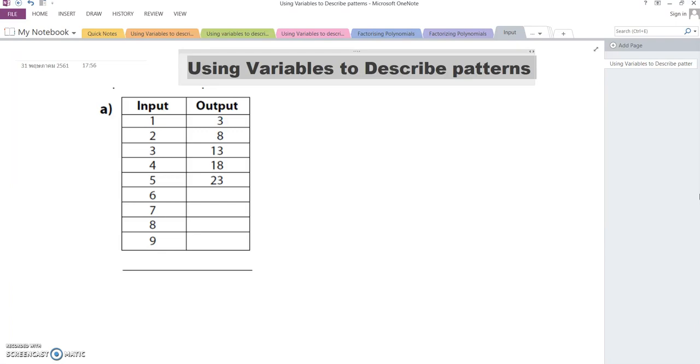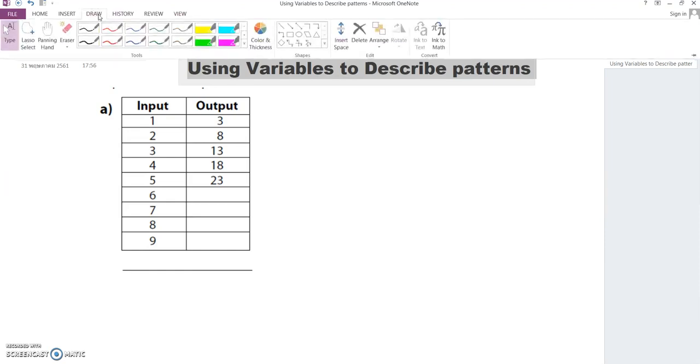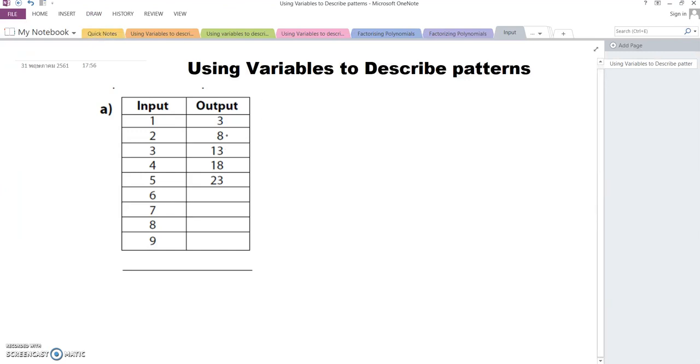In this video, we'll be doing a little bit more about input and output machines, but we'll be using variables to describe the patterns. So when we have a question like this, first, let's see the output and let's fill in these blanks here.